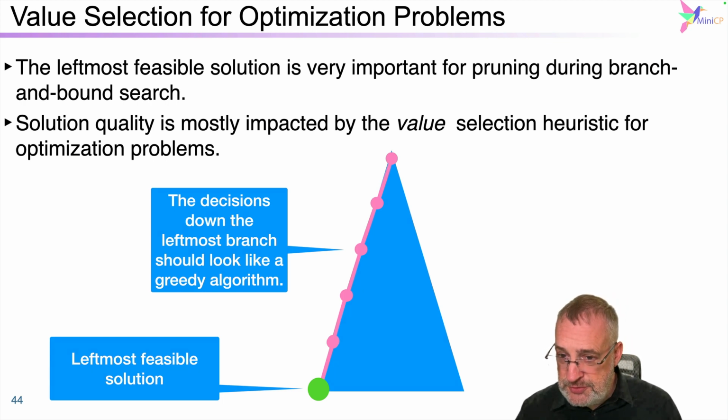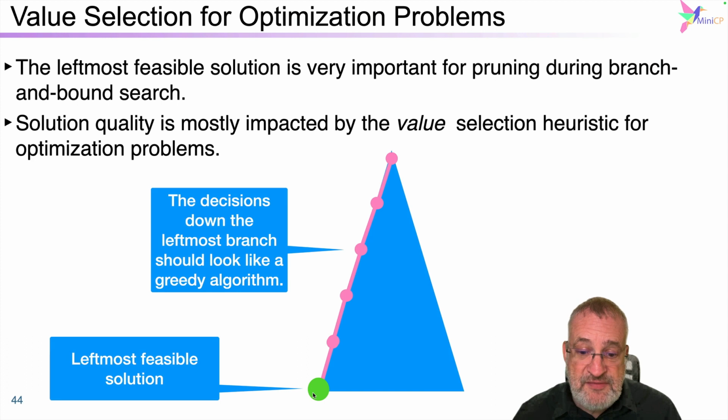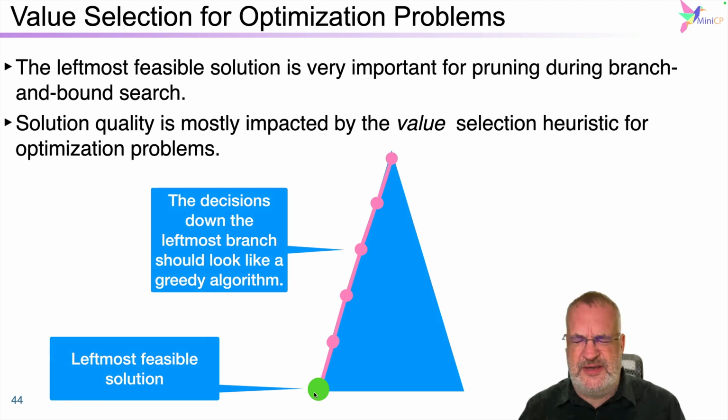And your search heuristic is going to have as its primary job to make sure that good solutions are found as far left as possible so that we hit them quickly. That's the main idea. Now, you're probably wondering, okay, that's a little abstract.